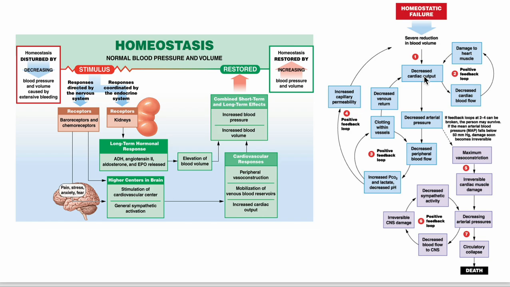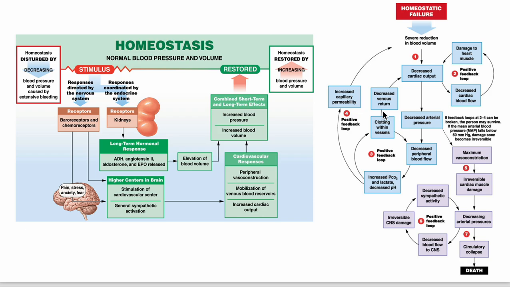Also, that decreased cardiac output means we have decreased arterial pressure, which means we have decreased peripheral blood flow, which means we're going to see an increase in carbon dioxide and lactate and decreased pH, which in turn leads to clotting within the vessels, which further decreases peripheral blood flow. So once again, we find ourselves in another feedback loop. And those increased CO2 and lactate and decreased pH of the blood is going to cause capillaries to become more permeable, which means things are going to be exiting out of the capillaries, which is going to reduce blood volume even more, which creates another positive feedback loop.